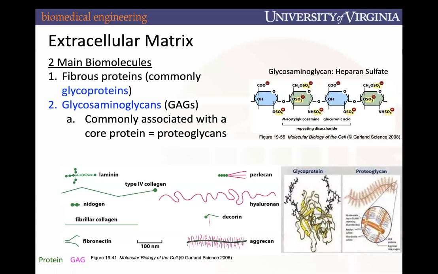Both are true. You can have just GAGs, for example, we have hyaluronin over there. Or you can have GAGs with a core protein, which would be a proteoglycan. It's a GAG that has many repeating disaccharide units. Another GAG example is up top, heparan sulfate. It just has a different set of repeating disaccharides and different bonds between them.